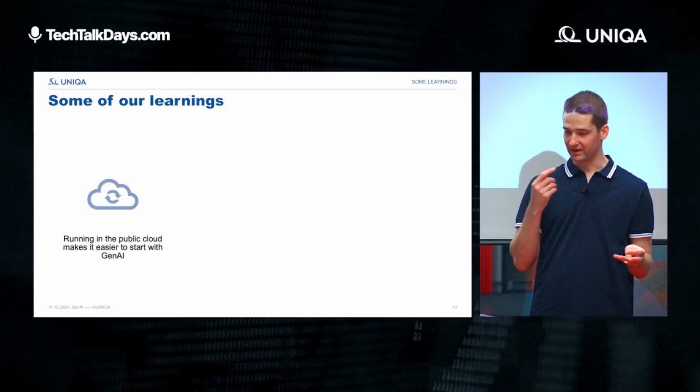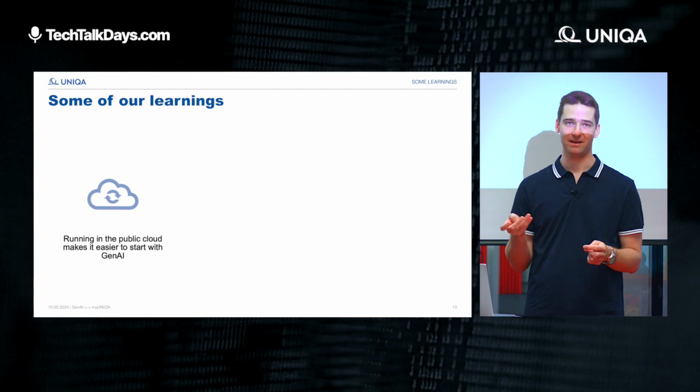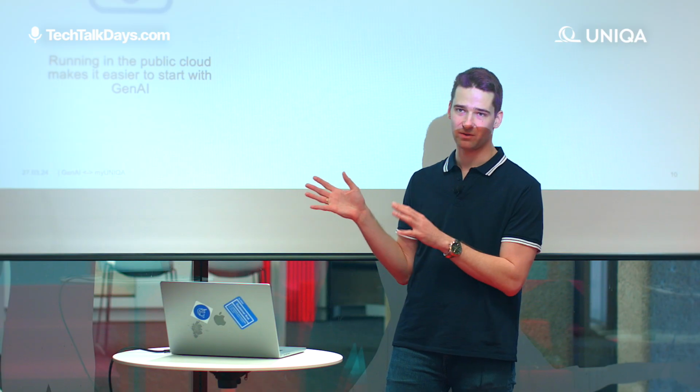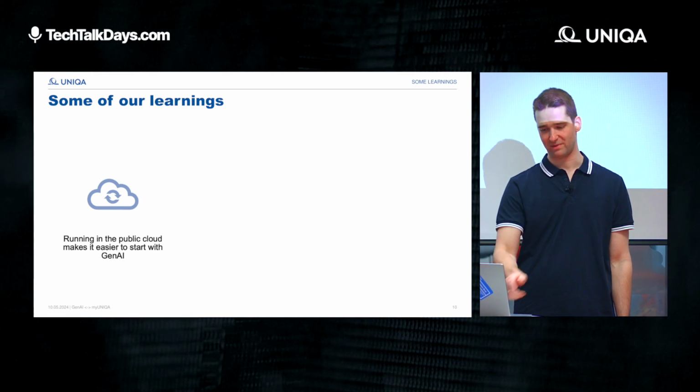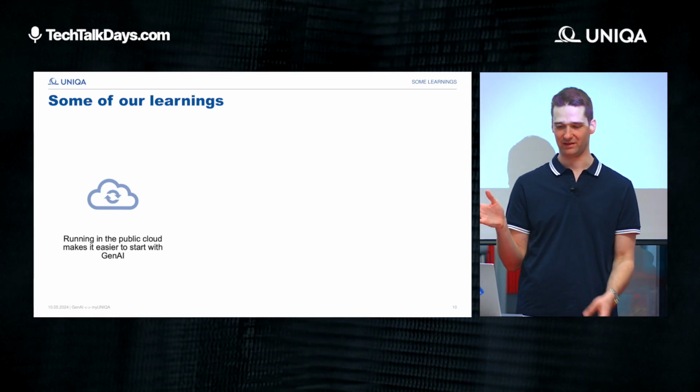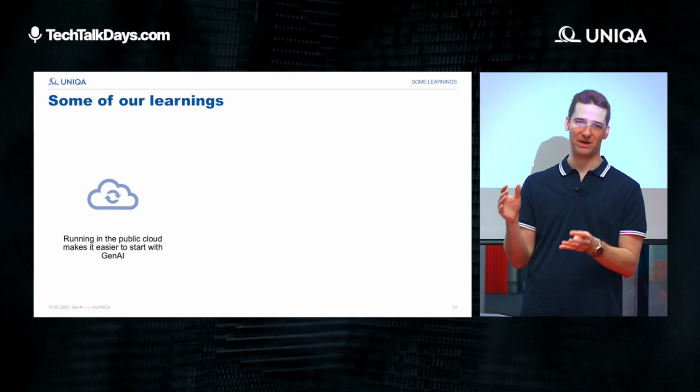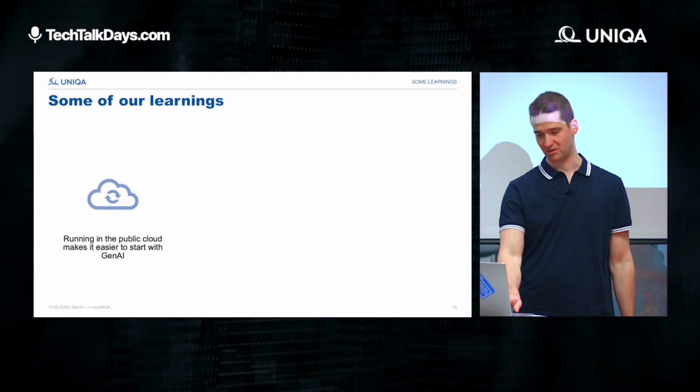The first one is that running in the public cloud makes it easier to start with GenAI. At least that was our feeling, because we are already in the public cloud in AWS, and this helped us a lot to just use the additional services offered there, try out quickly and get started, and then in parallel think about the final solution, how you would structure it IT-wise, deploy it and run it. This was a real barrier that was lower, because you could get started without having to get approvals or confirmations about using the cloud at all.